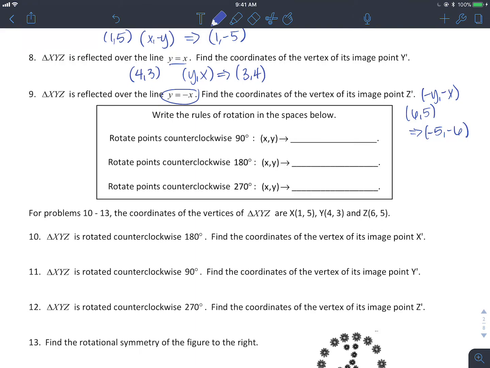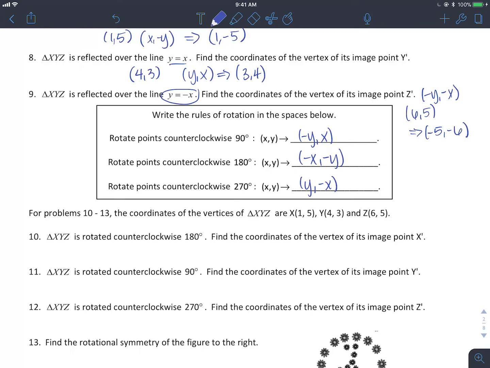All right, some rotation rules now. 90 degrees is going to be negative y, x. 180 is going to be negative x, negative y. And 270 is going to be y, negative x.